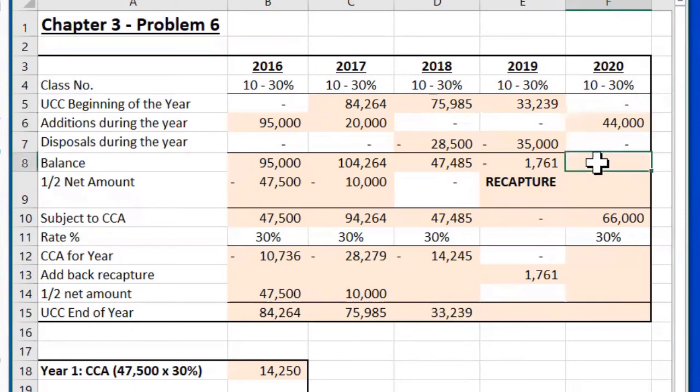And then I'm going to, guess what? This number is going to be 44 grand. I have positive net additions. The net additions are 44. Half of that is 22. Now, up until this point, what we've done is deduct 1/2 net additions.